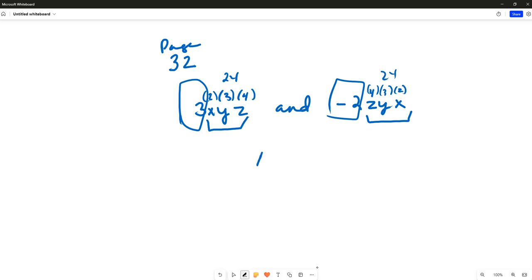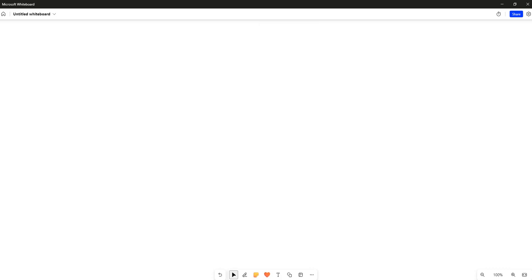Now, say this was xyz and this was x squared yz. These would not be like terms because they're not exactly the same. Okay, so let's look at example 3.3. Simplify by adding like terms.